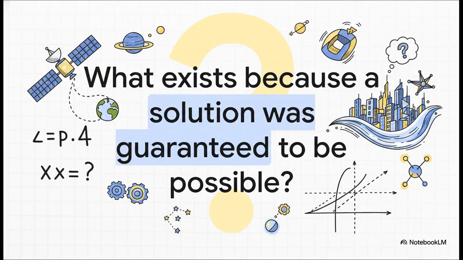So, I'll leave you with this to chew on. The next time you see a satellite holding a perfect orbit or an impossibly realistic special effect in a movie, just remember the invisible theorems working behind the scenes. What other amazing things in our world are only here because, long ago, a mathematician could prove that an answer was out there, just waiting to be found?